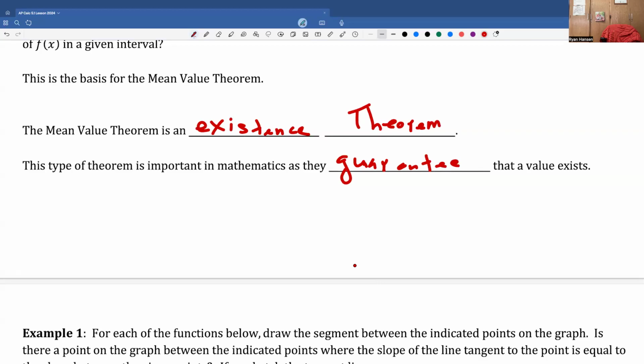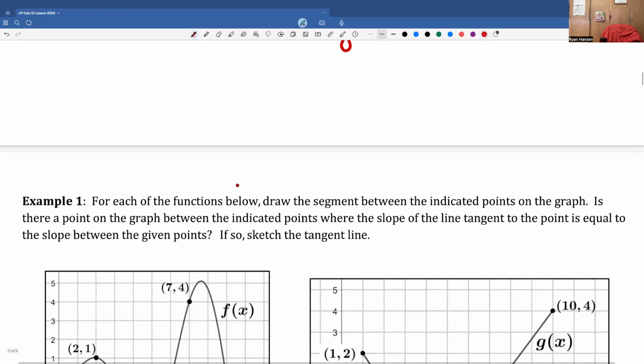So there are two in Calc 1. This is one, mean value theorem, also abbreviated MVT. And we did study one earlier, which was called the IVT. So we will contrast and compare them today. That's our goal. Okay?